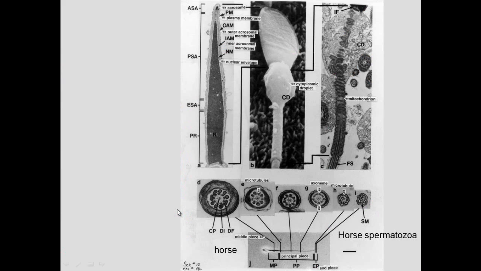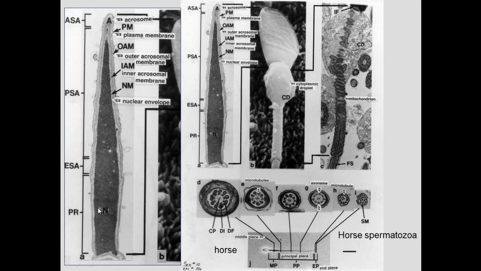Now, the main product of spermatogenesis is the spermatozoon, and here we see the spermatozoa, and these happen to be of a horse. Here's another one, a scanning EM view of it, showing the middle piece and the principal piece. And there are mitochondria around the middle piece. You can see those here, and you can see it here.